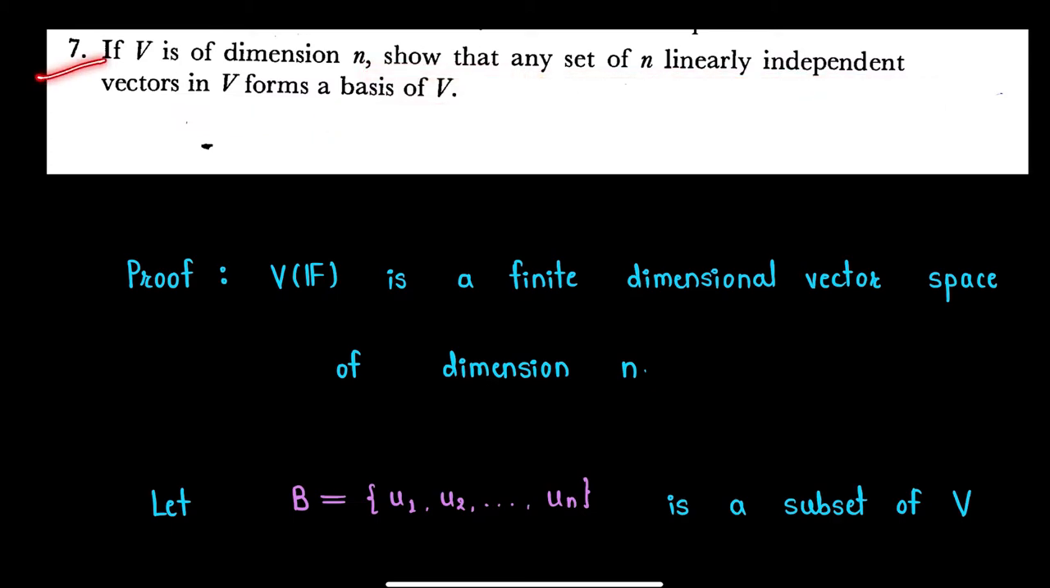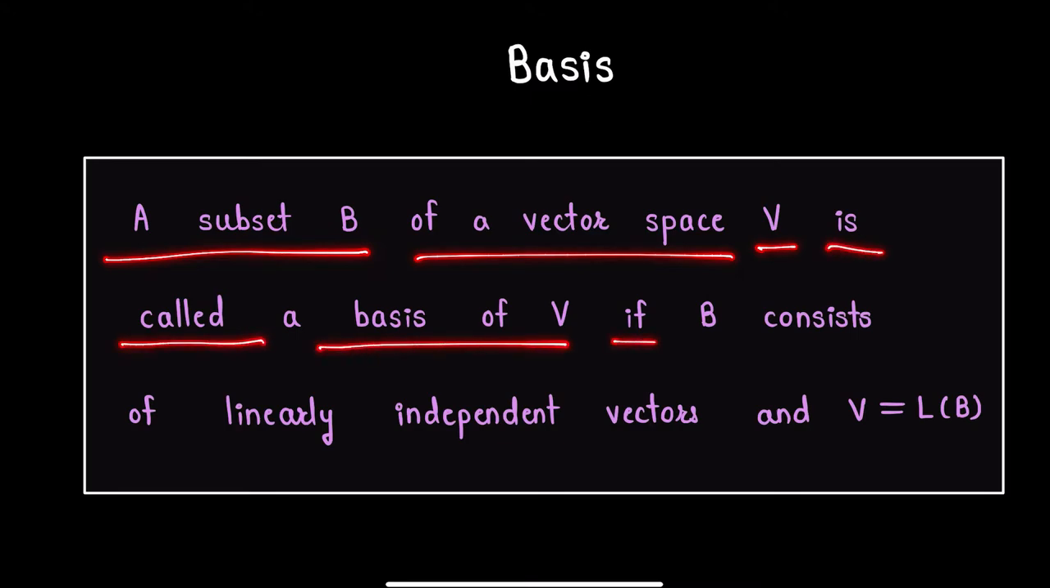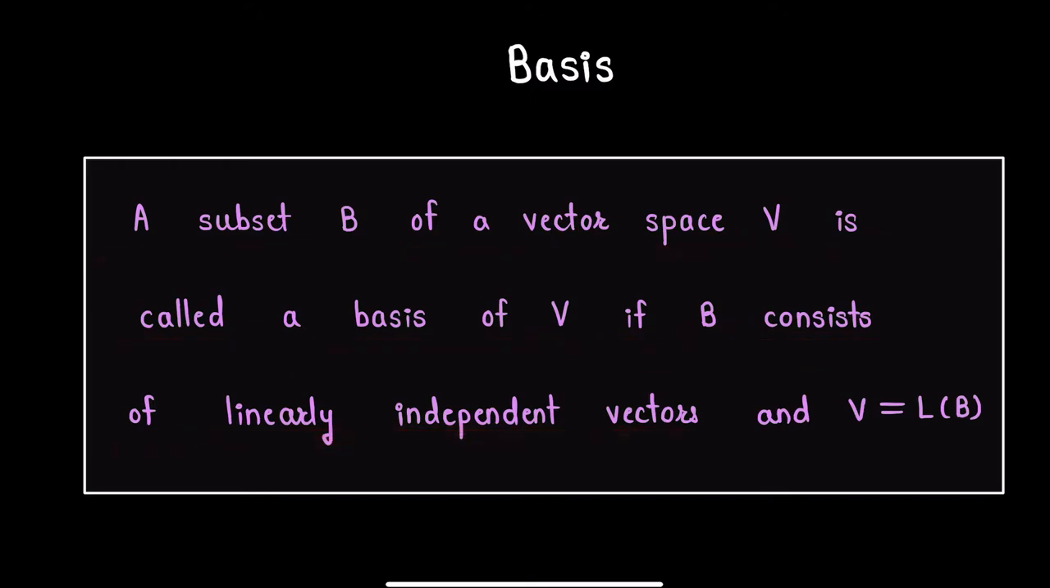Before proving this given result, firstly we will recall the definition of a basis of a vector space. A subset B of a vector space V is called a basis of V if B consists of linearly independent vectors and V is equal to the linear span of B.